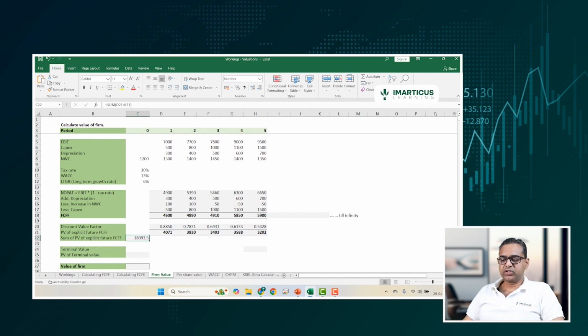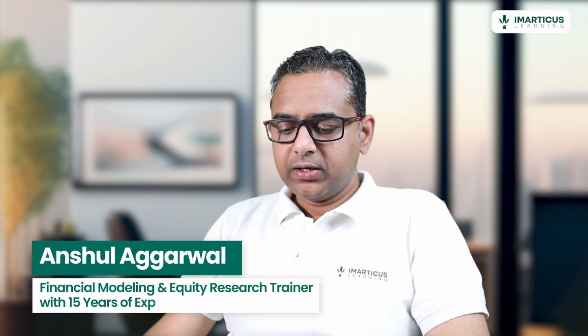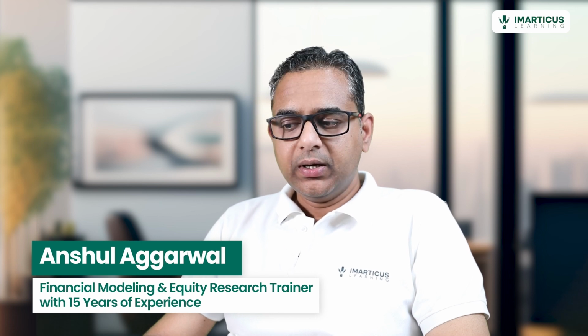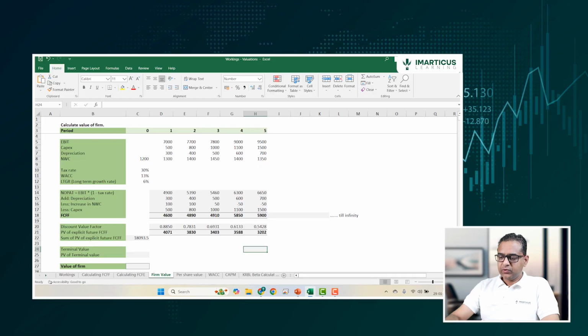But the firm is not stopping here. It will continue to grow. So we need to calculate the terminal value also. So for all the free cash flows which are going to happen after the explicit forecast period, we need to calculate their value, which we call as terminal value, which will be calculated as free cash flow for the last projected year into 1 plus long-term growth rate divided by WACC minus growth rate.